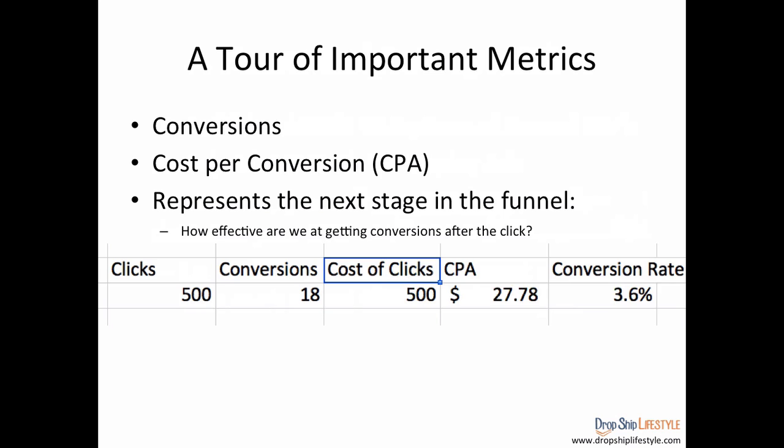The next metrics that I'd like to talk about is the next stage in the sales funnel. What happens after we get the click? We're going to focus on conversions, cost per conversion. Let's take a look. We have clicks, conversions, the cost of those clicks, the CPA, and conversion rate. Let's break down what these each mean. Clicks, we've already covered.